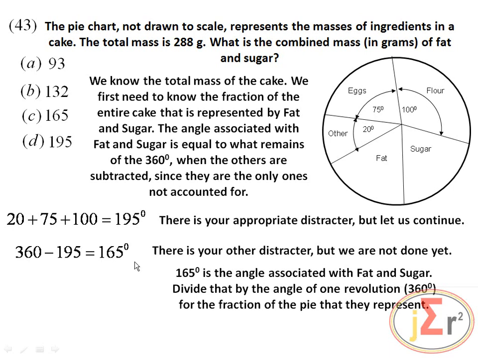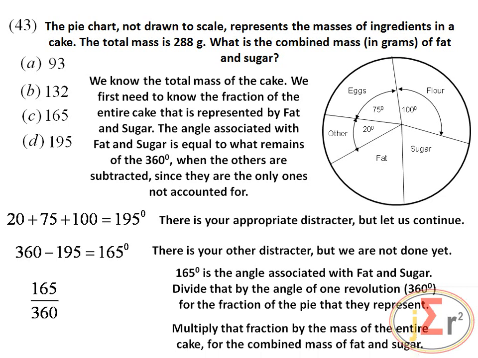What fraction of the cake that represents? We will divide by the angle associated with one revolution, or the angle of the entire pie. We will divide that by 360 degrees. After finding the fraction, what will we do? We multiply the fraction by the mass of the entire cake for the combined mass of fat and sugar. Therefore, fat and sugar is represented by a fraction of the entire cake.